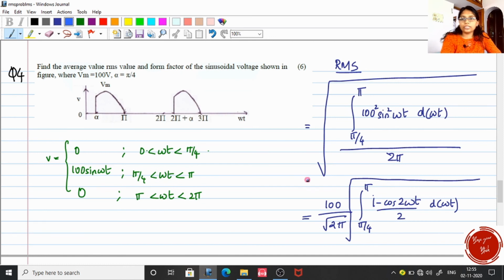This is your last question. Find the average value, RMS value and form factor of the sinusoidal voltage shown in the figure. Vm is given to be 100 volt and alpha is pi by 4. Again, let's check the time period here. What is the time period?